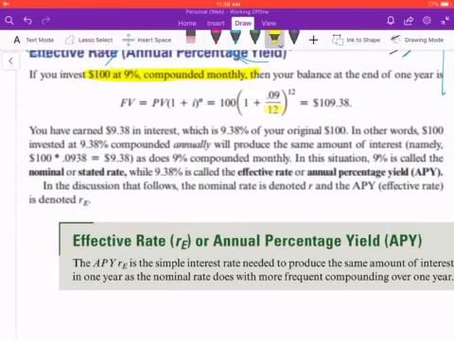Compounded periods, we have 12 because it's monthly, 100 for the present value. And here for the exponent, we're talking about just 1 year, so it will be 12 times 1 for 1 year, so it's just 12. And so from there, we could get that the result will be $100 plus $9.38, right? So here we add the 100 plus the $9.38.